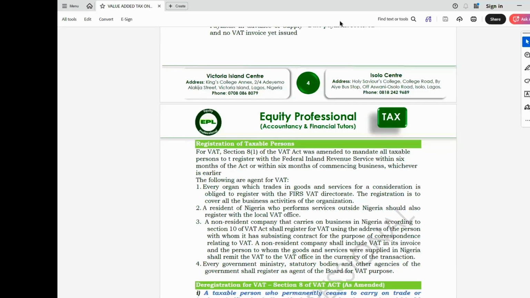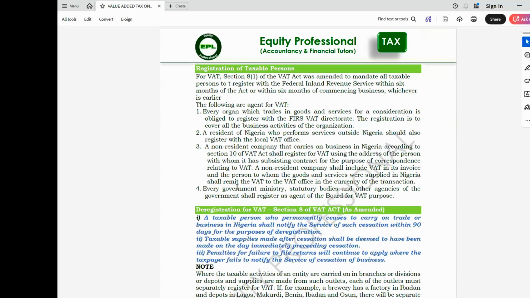As we have registration, we also have what is called deregistration. So the tax law also expects you to carry out the deregistration for VAT. When you permanently cease operation, you must give FRS notice of cessation within 90 days from the date of cessation. Failure to do that to FRS is also an offense which attracts several penalties and interest, which we are still going to talk about.